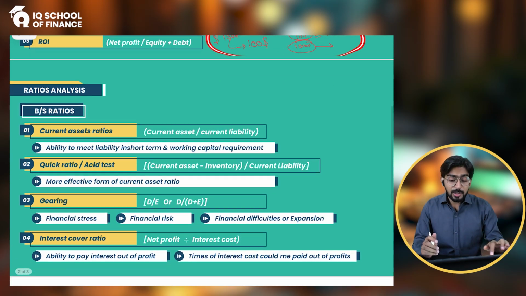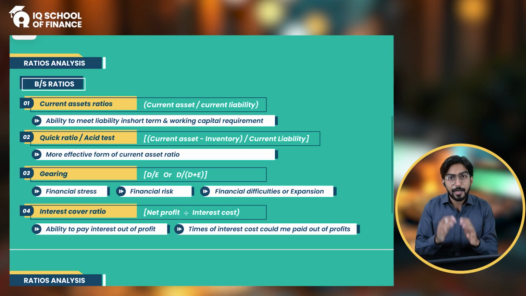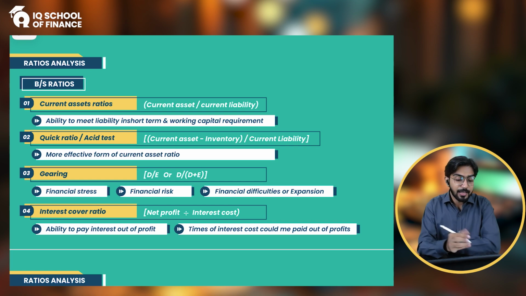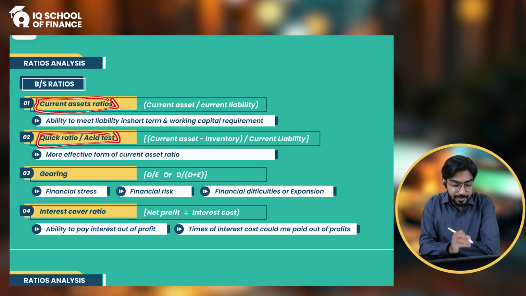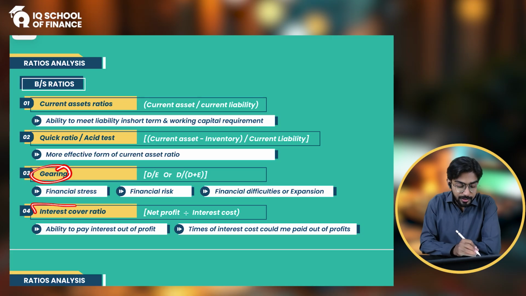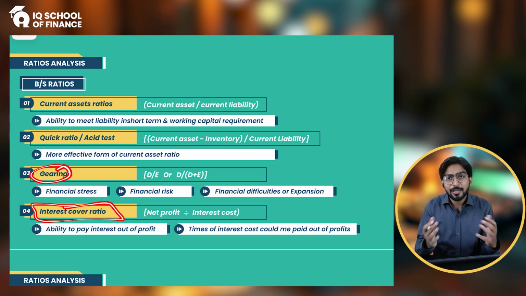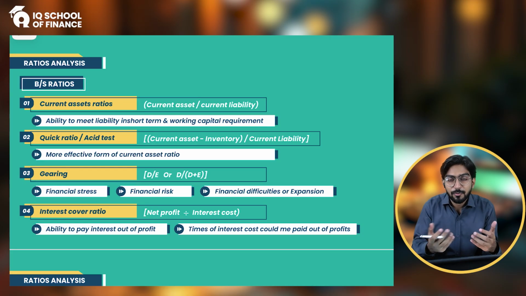All right. So now let's move forward towards the balance sheet ratios. And when I talk about the balance sheet ratios, I know that there are a few ratios that would instantly pop up into your mind. And what are they? They are the current asset ratio, quick ratio or the acid test, gearing ratio or the interest cover ratio. Yes, you are thinking right.